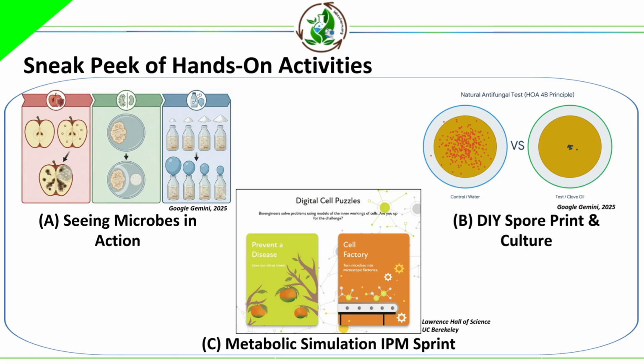Next, you'll make DIY spore prints from a powdery mildew-infected leaf onto agar plates, and compare fungus growth on a water control plate versus a clove oil-treated plate, calculating how much a natural product can actually slow a plant disease. Finally, you'll go digital with the Metabolic Simulation IPM Sprint, using the digital cell puzzles available online via the UC Berkeley Lawrence Hall of Science to tweak cell-level processes inside plants or microbes, run virtual experiments, and then translate your best strategy into an IPM pyramid and field action threshold for real citrus systems.